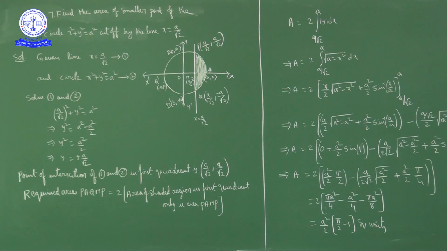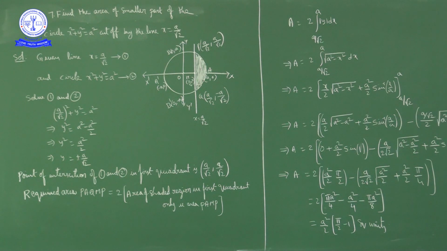Now, what is the lower limit here and the upper limit here? The x value goes from a upon root 2 to a. So the lower limit is a upon root 2, and the upper limit is a.